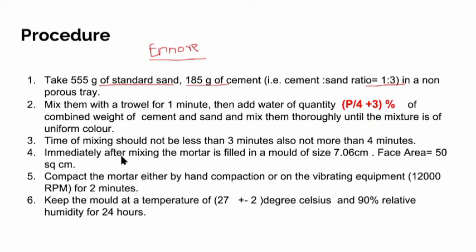immediately after mixing, the mortar is filled into the molds of size 70.6 mm or 7.06 centimeter. Thus, cross-section area of the mold is 50 square centimeter, or the face area of the mold is 50 square centimeter. We compact the mold either in the vibratory machine or by hand equipment.